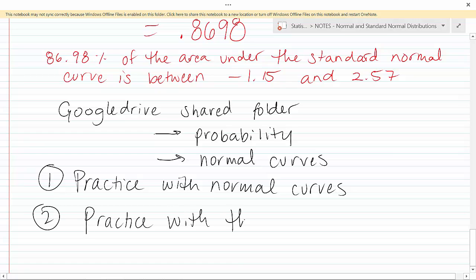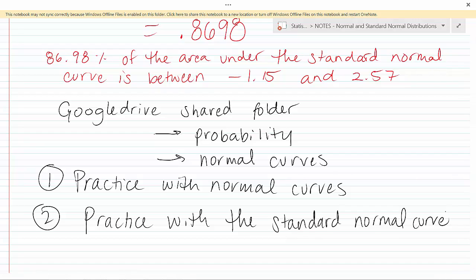The 2 practice packets for you to work on this week are practice with normal curves and practice with the standard normal curve. I'm expecting that if you have any questions from this video about the notes that you've taken, or if you have any questions about either of these practice sheets, whose answer keys are on Moodle, that you will be in contact with me. That means you either email me or you come to my office hours on Thursday morning from 7:45 to 8:45. I hope to hear from you or see you then.